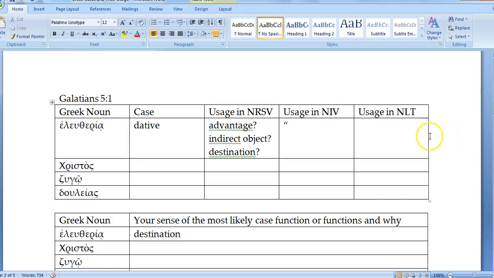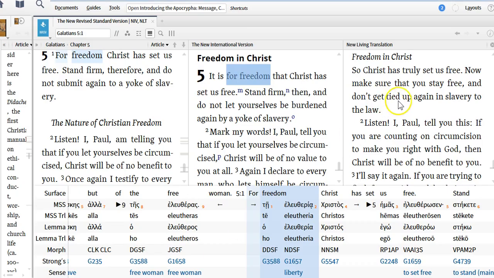The NLT actually translates this rather strangely. I do not see any representation here of the word freedom at all. Instead, I see the word truly stuck in. So Christ has set us free truly.